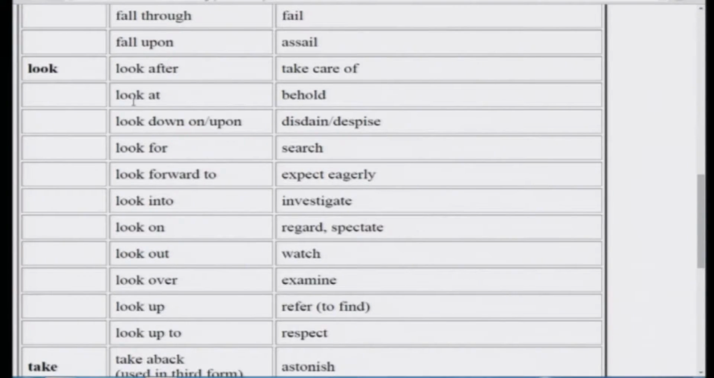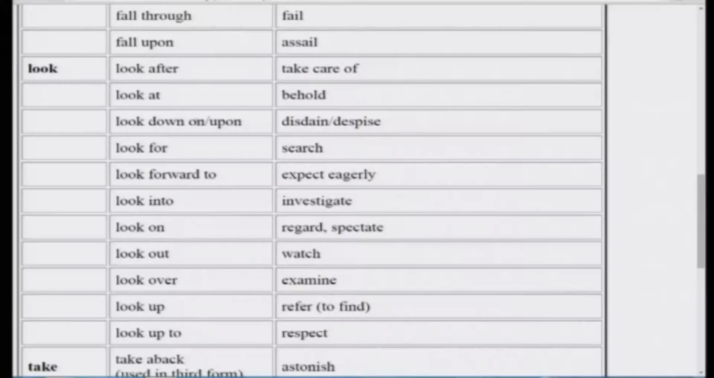In 180-degree span, whatever is visible, we see that. But then some important document comes, we look at that. Okay? Behold. Look down on or look down upon. Disdain, despise. Okay? Look for, that is search.